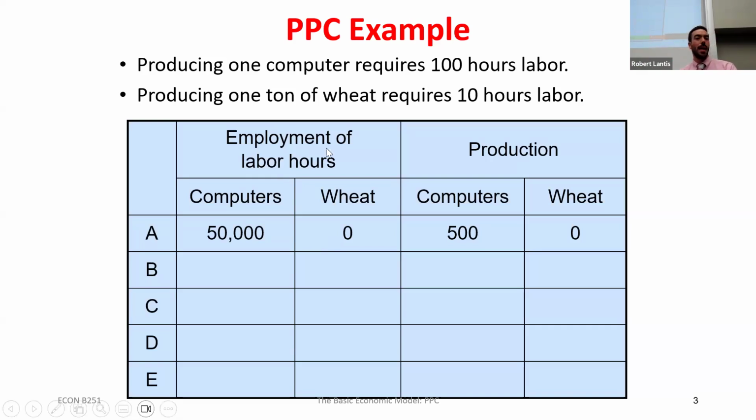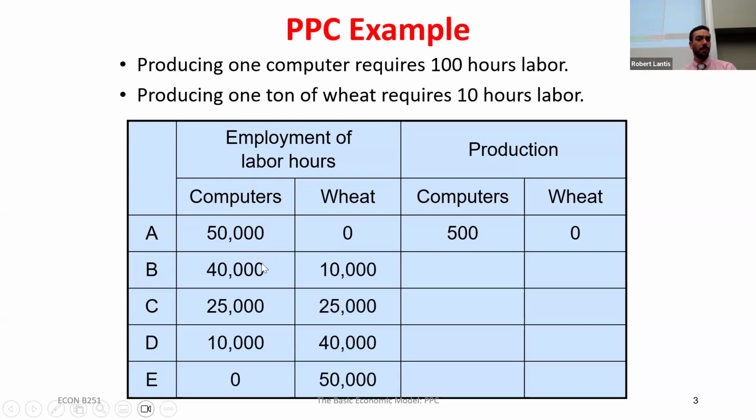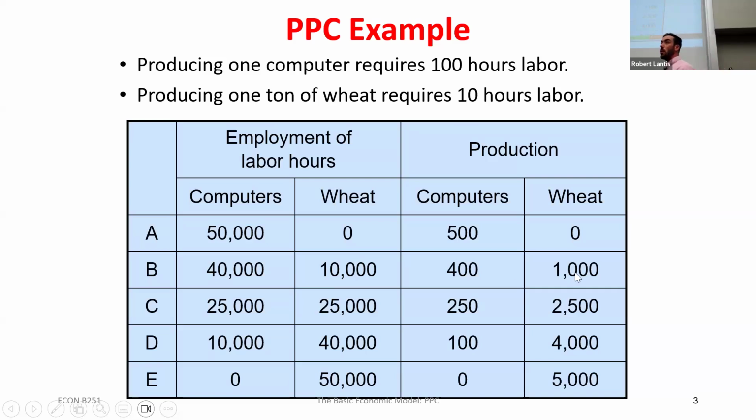So as I start to take labor hours away from computers and put them towards wheat production, I could then think about, okay, here, I've got 40,000 labor hours, 100 gets me one computer, 40,000 divided by 100, I could get 40 computers. And then I've got 10,000 labor hours towards wheat production. I can get a ton of wheat from just 10 labor hours. So 10,000 divided by 10, I can get 1,000 tons of wheat from this kind of allocation of labor hours.